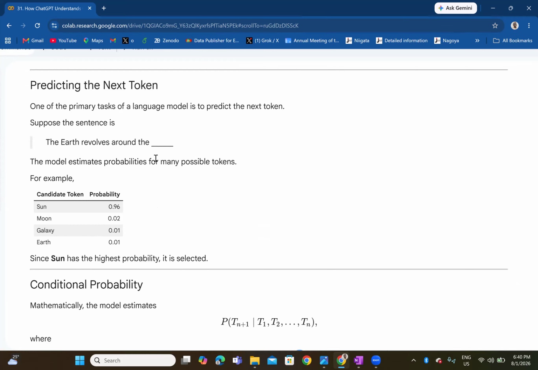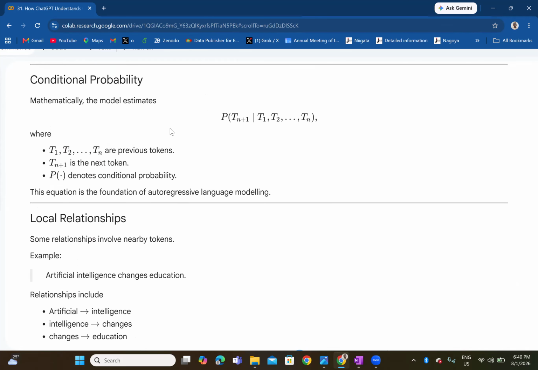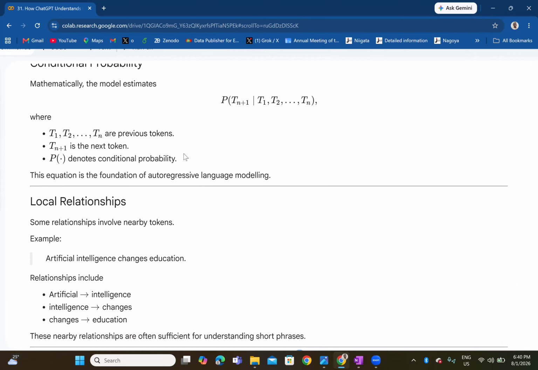So the Earth revolves around the Sun, based on the probability you have here. And then we talk about conditional probability. Mathematically, the model estimates the probability of a token at the next time step based on the tokens at previous time steps. So T1 to Tn are previous tokens, Tn+1 is the next token, and the probability denotes conditional probability. This equation is the foundation of autoregressive language modeling, and it can be connected to the idea of Bayes' theorem.